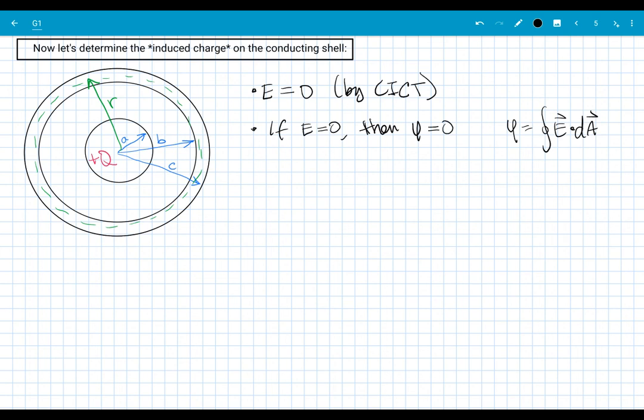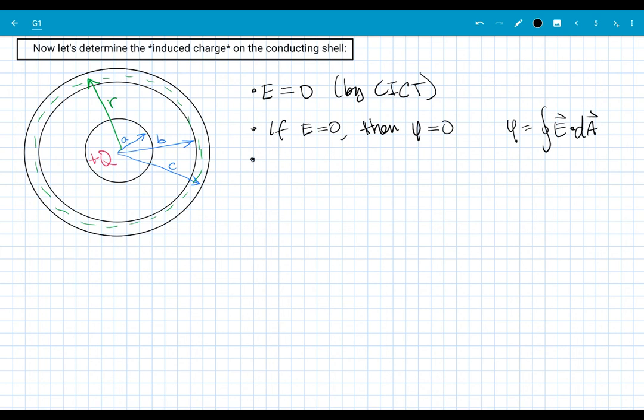Because when you dot 0 in with dA, that means if I know my E is 0 in there, I know my flux is 0. Notice that that logic doesn't work the other way around. I just want to throw that out there. If someone tells you that the flux is 0, that doesn't mean the E field's 0. I'll let you think about that.